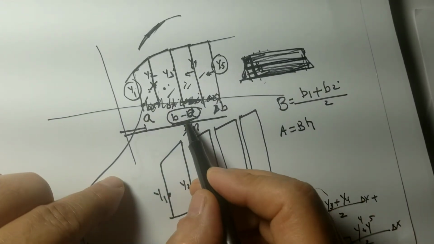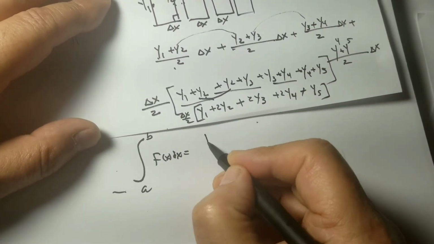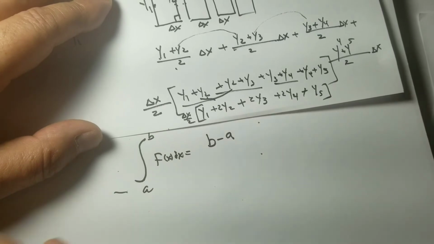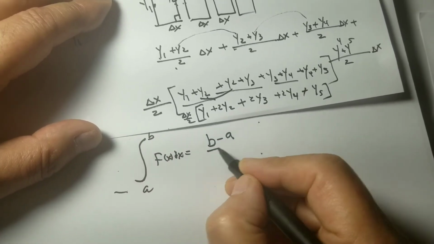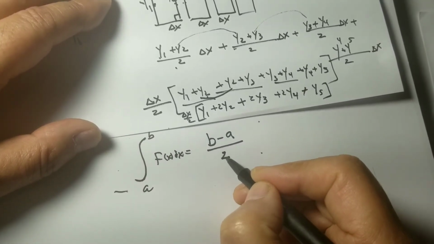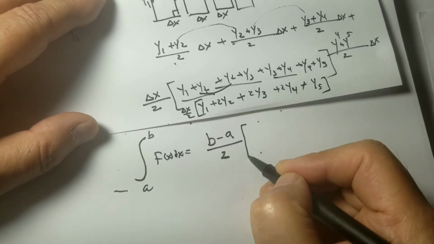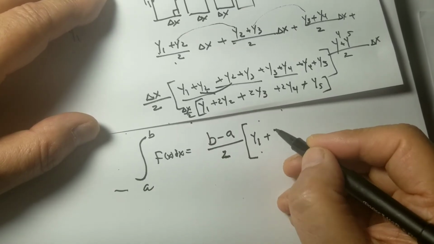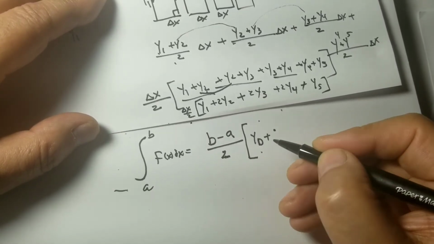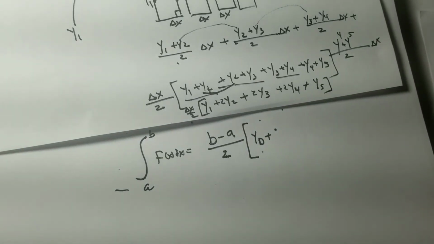Therefore, this is your delta x. Your delta x is going to become b minus a. This is exactly the top limit minus the bottom limit, over 2. Where did 2 come from? You average the bases times y1 plus y0. It doesn't matter if you start from 0, in which case your i becomes 0.